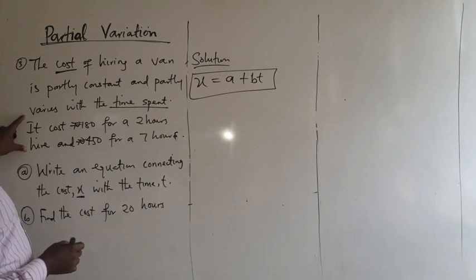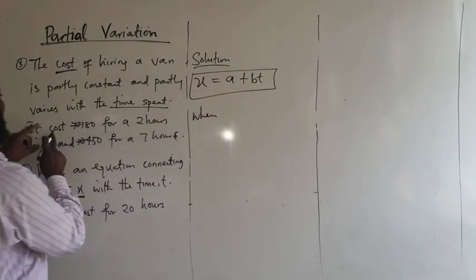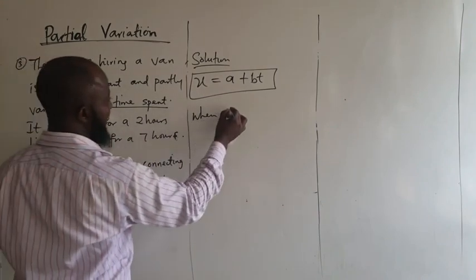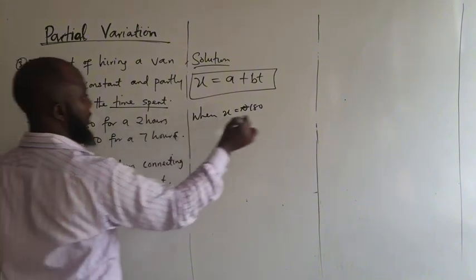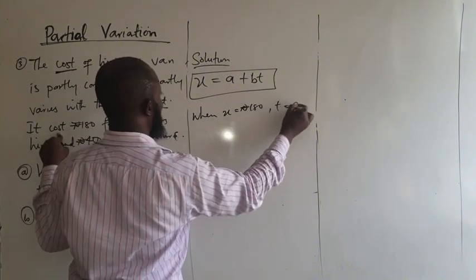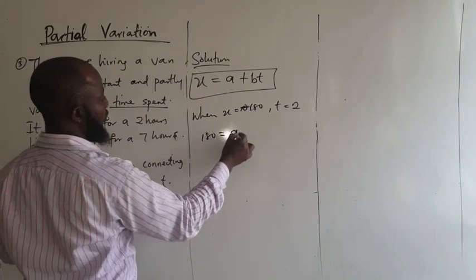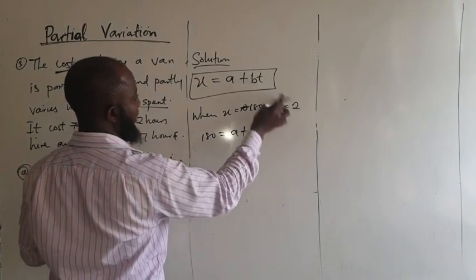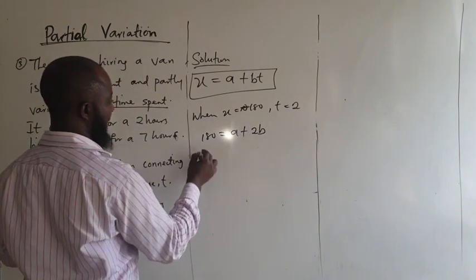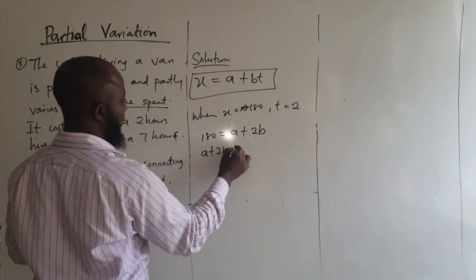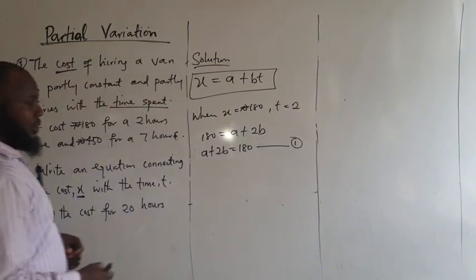Now we are given this for the constants. When it costs, that is X equals 180, then T is 2. So we put this here. That will be 180 equals A plus BT, that is 2B. So we can write this as A plus 2B equals 180. Equation 1.